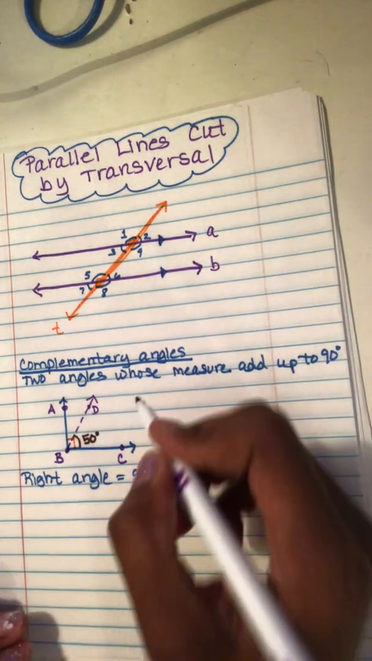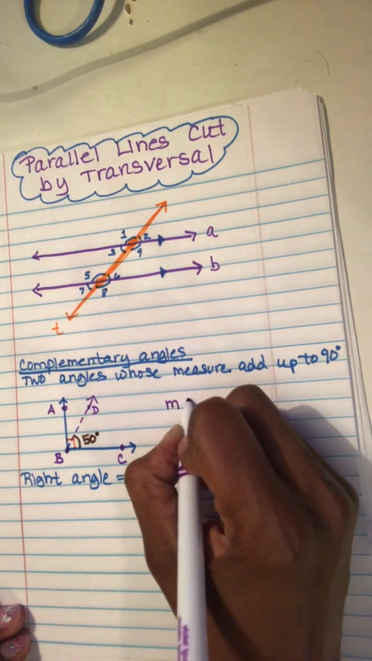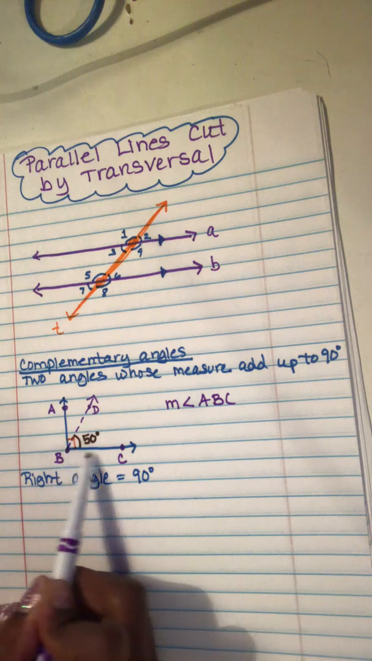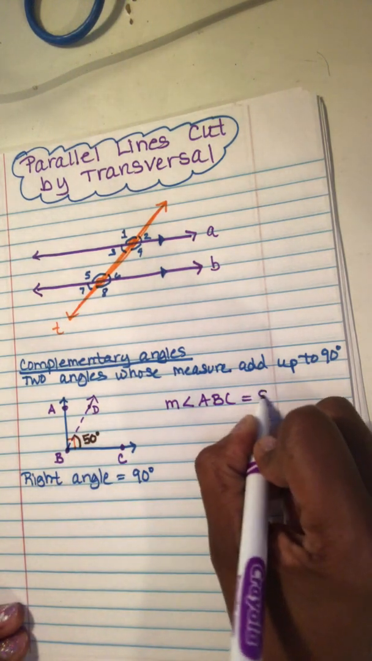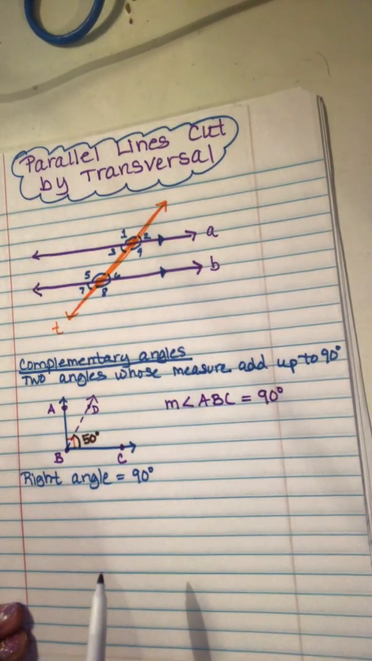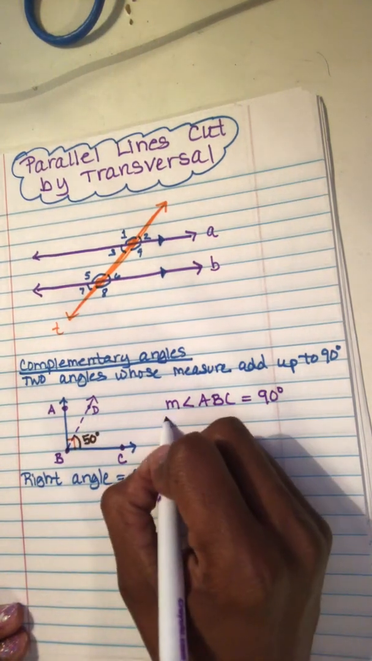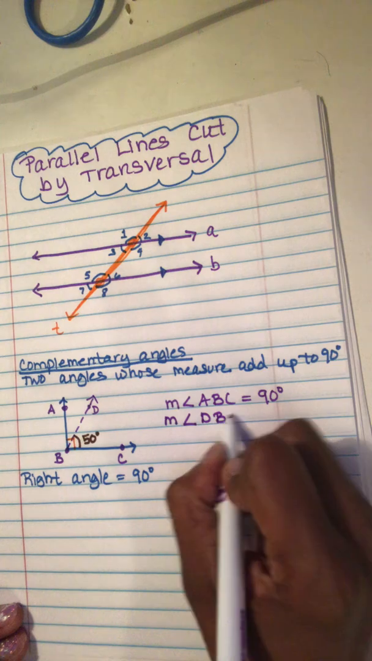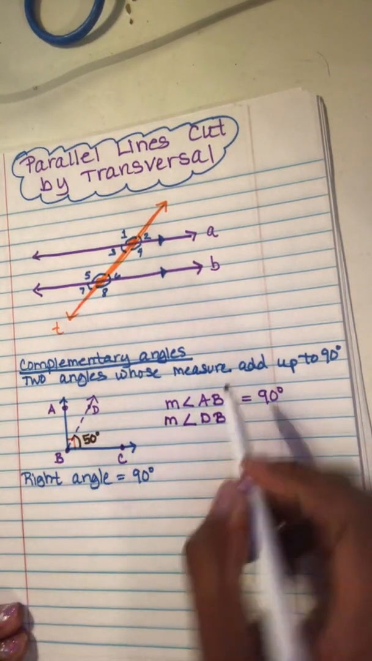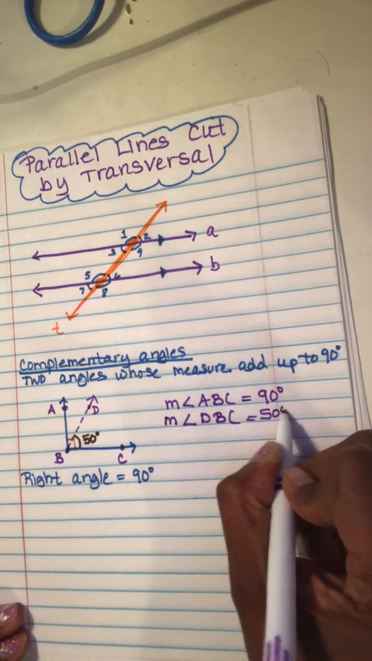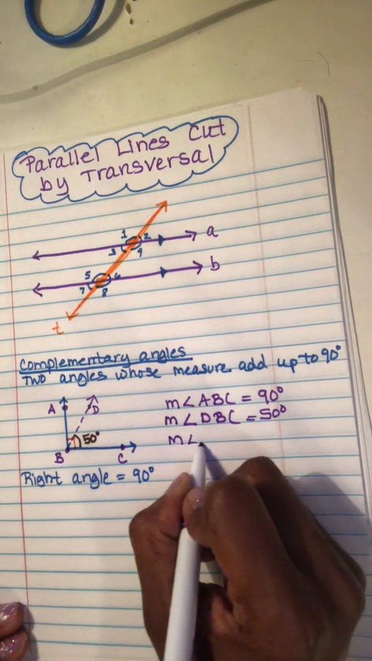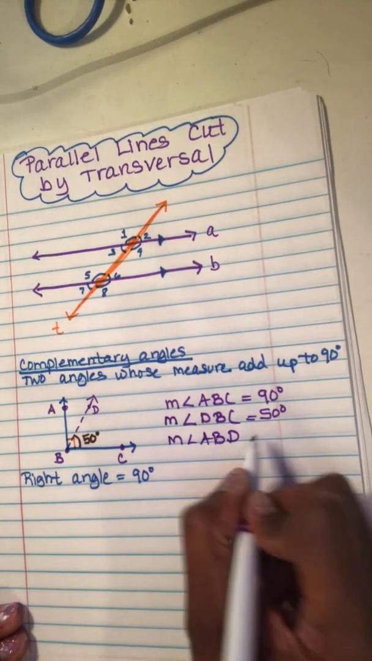All right, let's think about it. So we know the measure of angle ABC, which is this angle right here, is equal to 90 degrees. And we know that the measure of angle DBC, that's this angle right here, equals 50 degrees. We can find out the measure of angle ABD. Measure of angle ABD. And how do you suppose we do that?